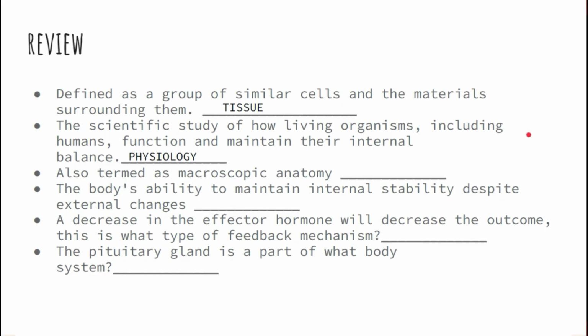Next, also termed as macroscopic anatomy. This is termed as, did you get the correct answer? This is gross anatomy. And then next, the body's ability to maintain internal stability despite external changes. This is termed as homeostasis. And then next natin here, a decrease in the effector hormone will decrease the outcome. This is what type of feedback mechanism? Decrease, decrease. Same direction. This is a positive feedback mechanism. And again, the pituitary gland is a part of what body system? The pituitary gland is a part of your endocrine system.